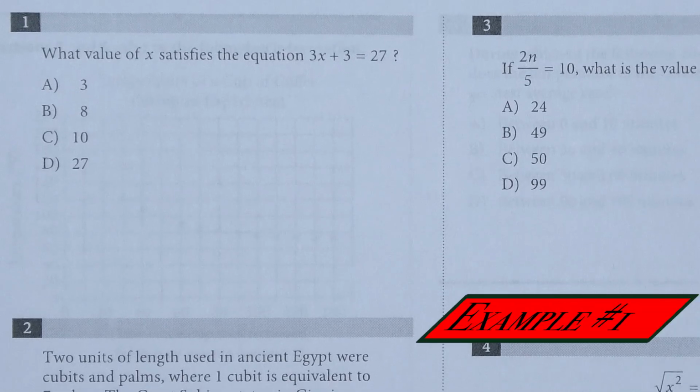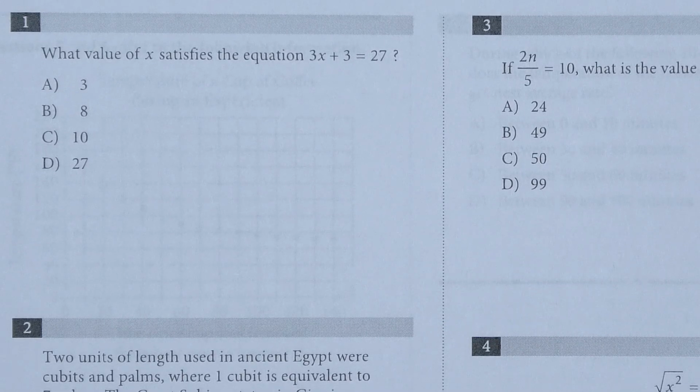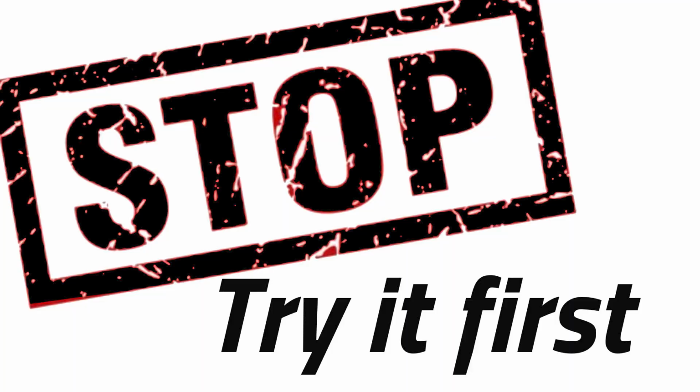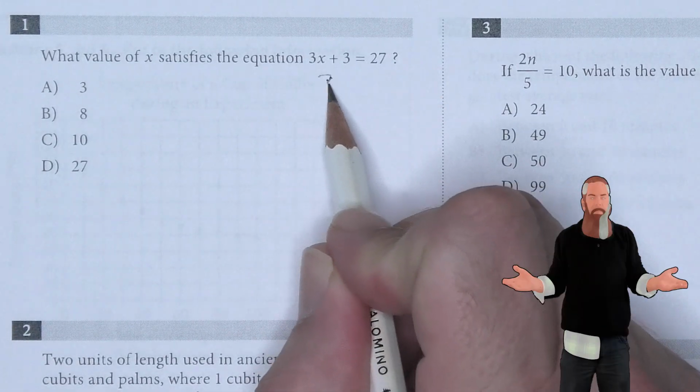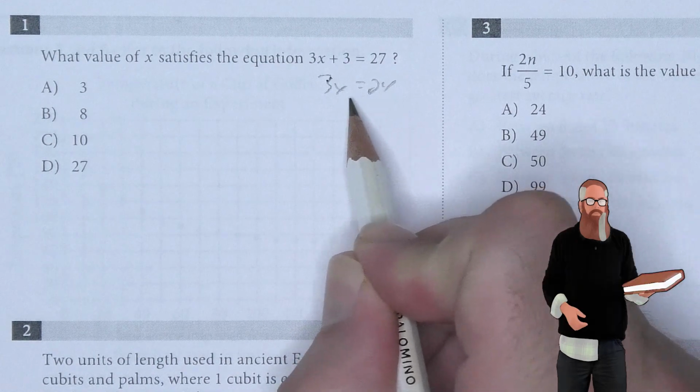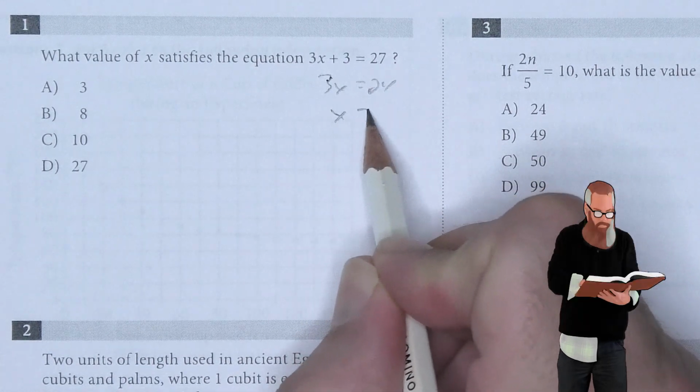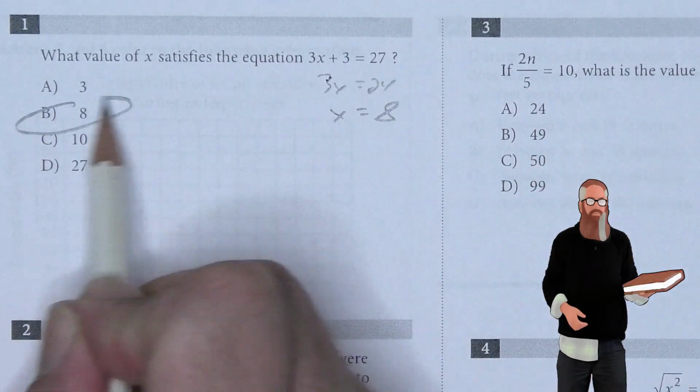What value of x satisfies the equation 3x plus 3 is equal to 27? To solve this, first we're going to go ahead and move 3 to the other side, giving us that 3x is equal to 24. Divide both sides by 3, giving us that x is 8. B is the answer.